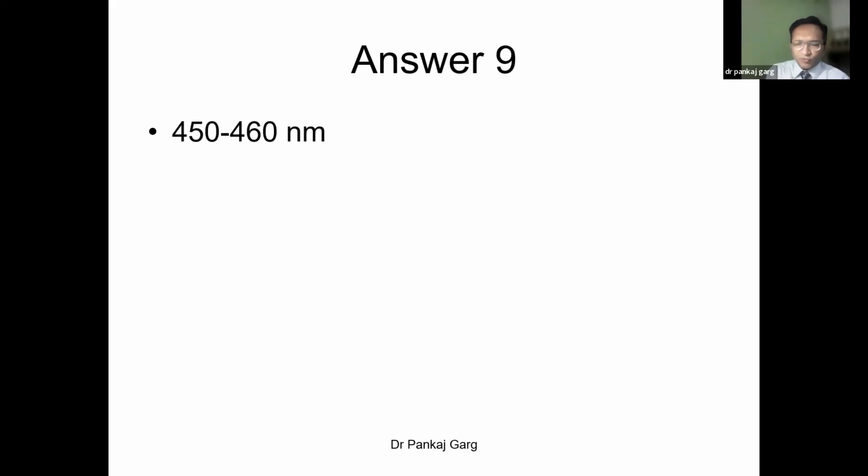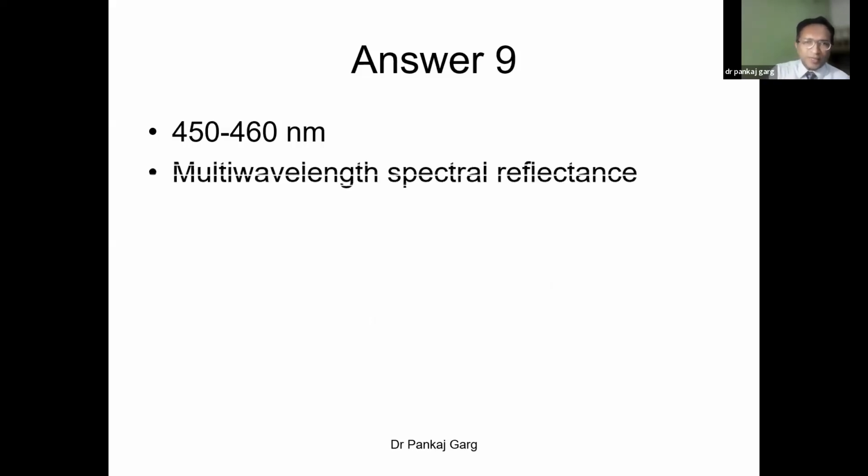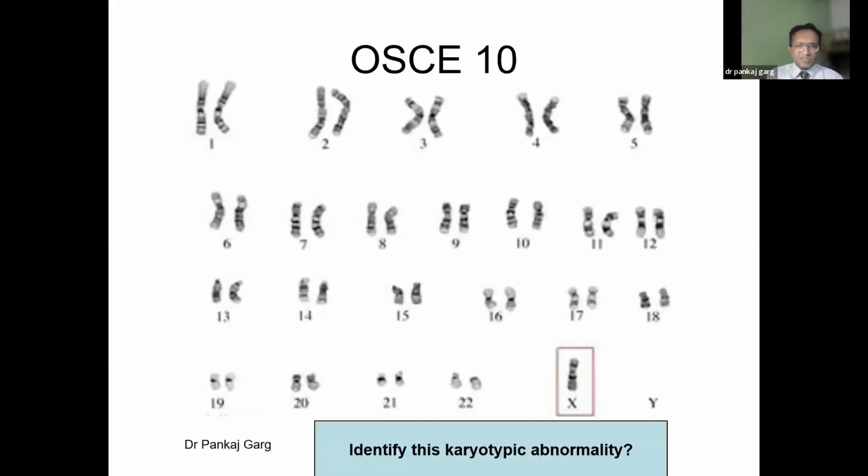So let us look at the answers. 450 to 460, so it's a very narrow spectrum. You cannot give a very broad range. 450 to 460 nanometer is the wavelength of spatial blue light. Multi-wavelength spectral reflectance is the principle of bilirubin measurement. And transient abnormality of riboflavin can happen with phototherapy. So no therapy is innocuous. Don't give phototherapy to babies who don't require it, because even phototherapy can have side effects. Apart from interference in breastfeeding and psychological distress to the parents, it can also cause rashes on the skin, loose motions, and transient riboflavin deficiency.